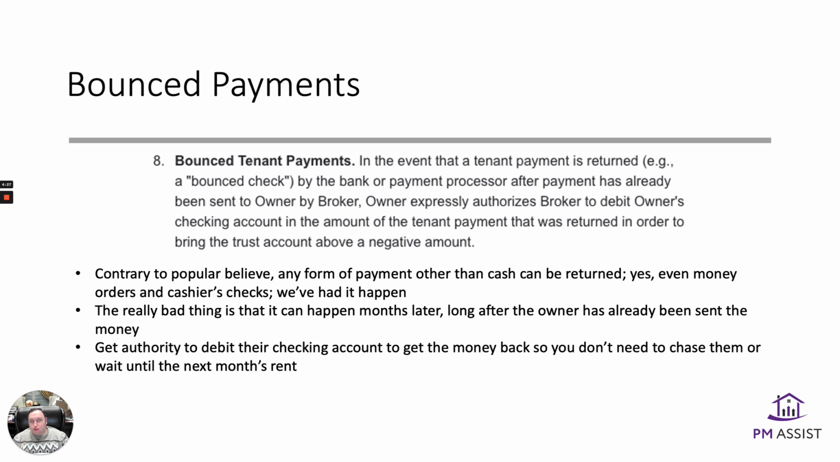This provision requires the owner to send the money back to you. And if they don't, it authorizes you to automatically debit their banking account, their checking account that they have on file with you. Your property management software might have the ability to do this. We use Propertyware, and we have the ability for that. But you can also probably do this through your bank if you set up ACH payments with them. So, you want to have that authority to get that money back if you have this problem.